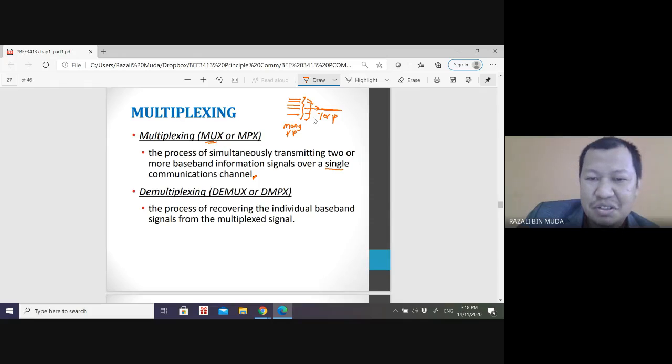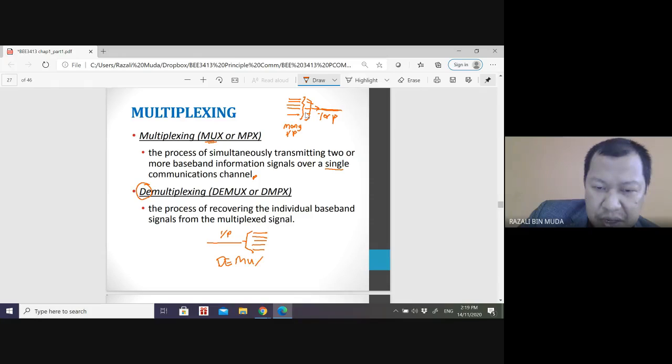Demux is the reverse process of multiplexing, or mux. Whenever you have D, it means the reverse of multiplexing. So demultiplexing, or demux, is the process of recovering the individual baseband signals from the multiplexed signal. So basically we draw it like this: you have only one input, but the outputs are many. So this is demux.